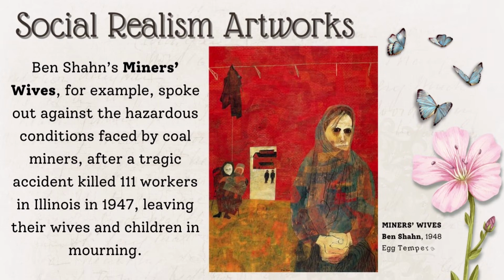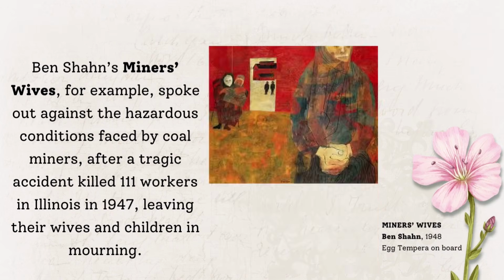Here are some examples of social realism artworks. Ben Shahn's Miners' Wives, for example, spoke out against the hazardous conditions faced by coal miners after a tragic accident killed 111 workers in Illinois in 1947, leaving their wives and children in mourning.